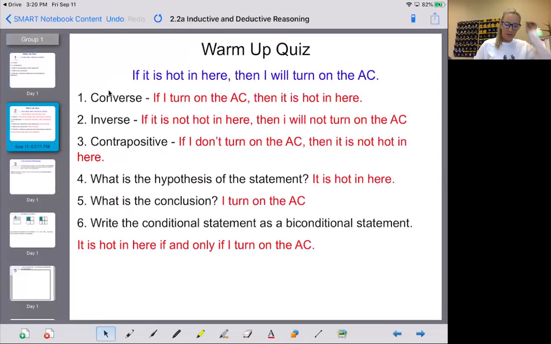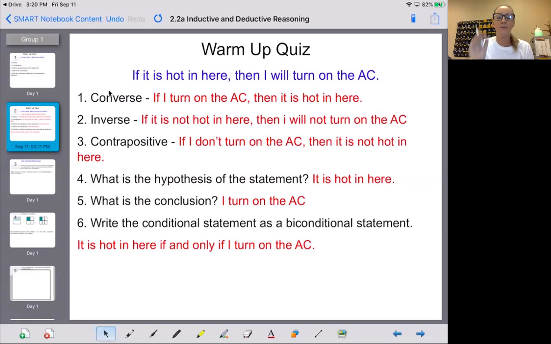All right, here are the answers for you if you want to pause and read yours and see if you got them done correctly. Remember, converse is when you flip the hypothesis and conclusion. Inverse is when you negate both, so not. Contrapositive is when you do both.